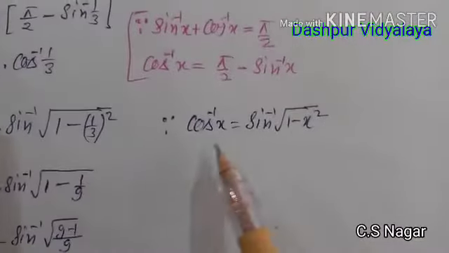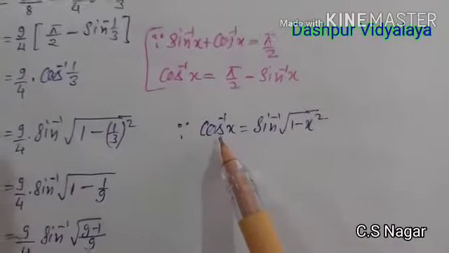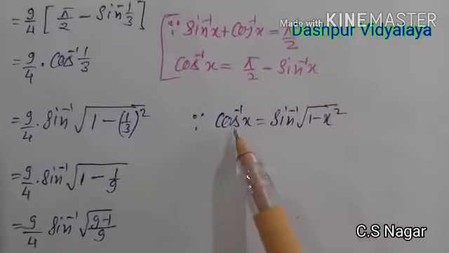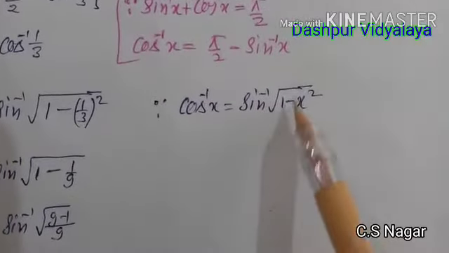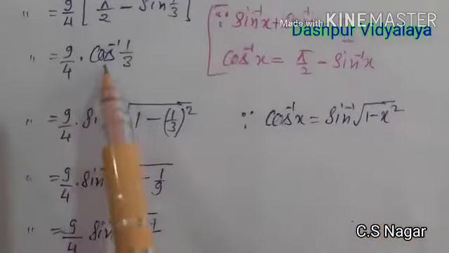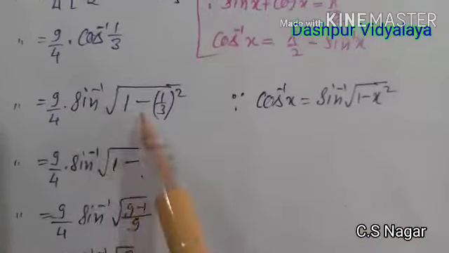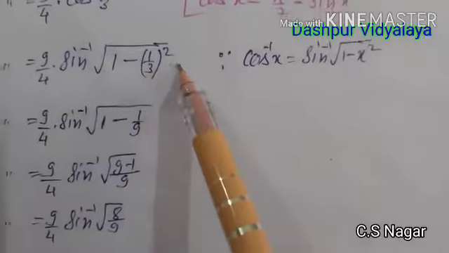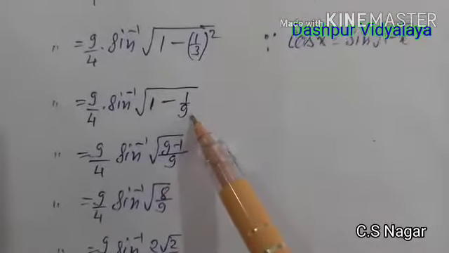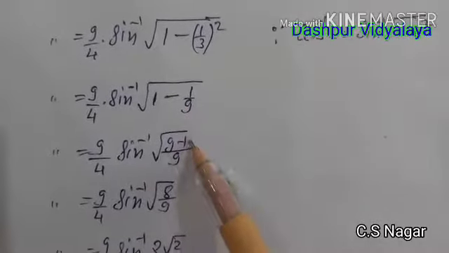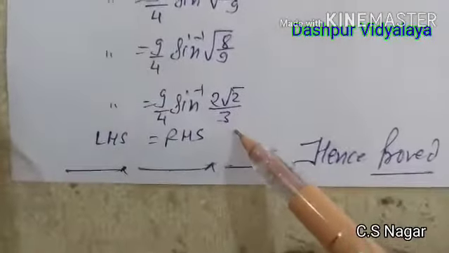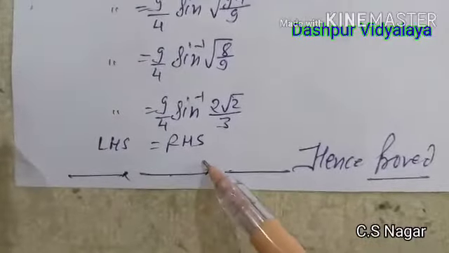9 upon 4 cos inverse 1 by 3, but our target is sin inverse. So once again we have the formula, cos inverse and sin inverse we can interchange. Since cos inverse x is equal to sin inverse root 1 minus x square, in place of cos inverse write sin inverse and root 1 minus x square. X square means 1 by 3 whole square, that is 1 by 9. By taking LCM, 9 minus 1, that is 8, and root 8 means 2 root 2 by 3. This is our RHS.